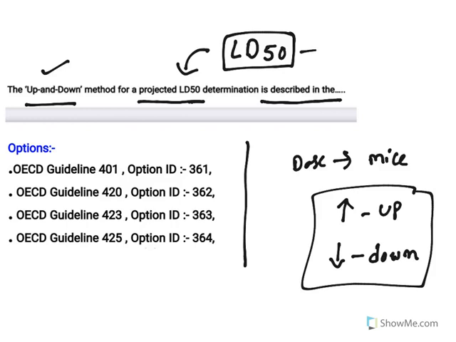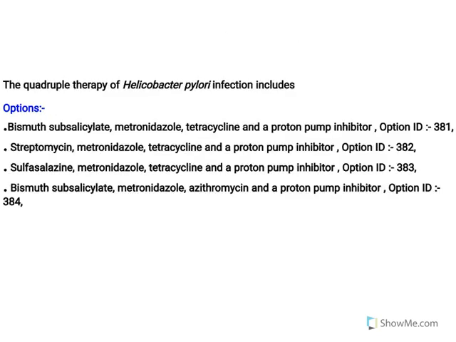So in this method, many mice are not used, only a single mice is used. A particular dose is given. If it survives, the dose is increased. If it dies, the dose is reduced. It is to determine lethal dose. And this is described in OECD guidelines of 425. These guidelines are given in OECD guideline 425. So this is the answer. Moving to the next one.